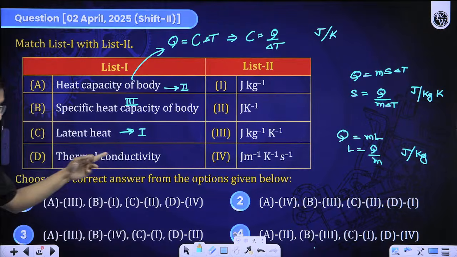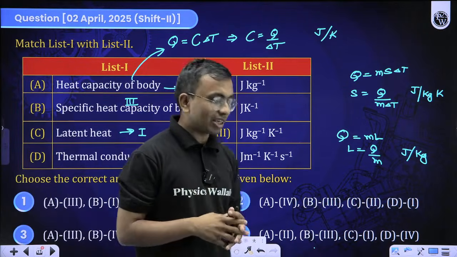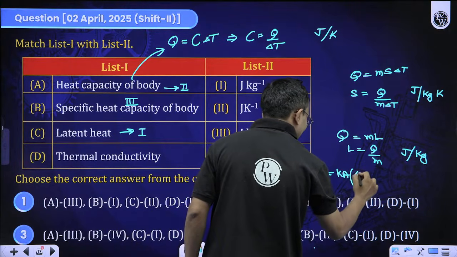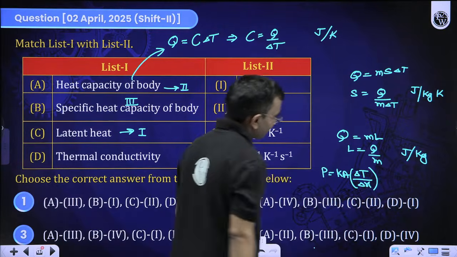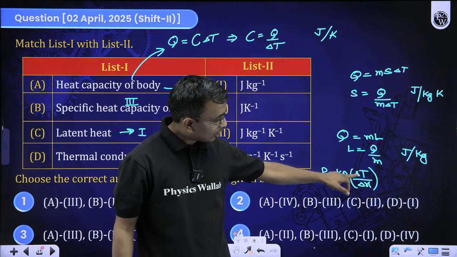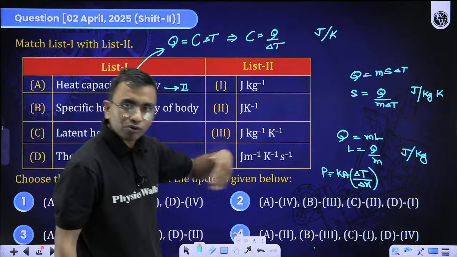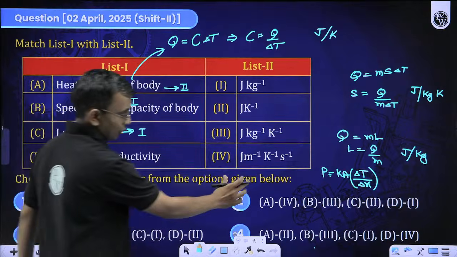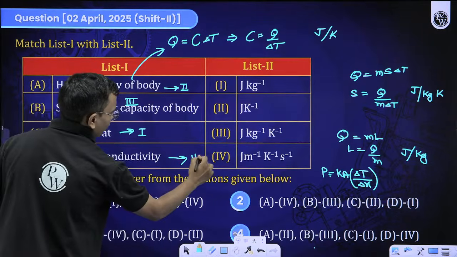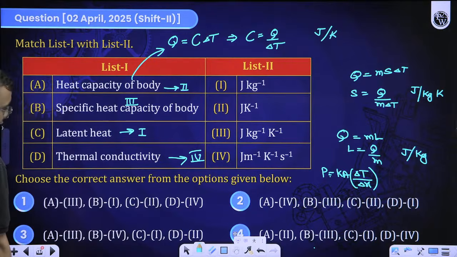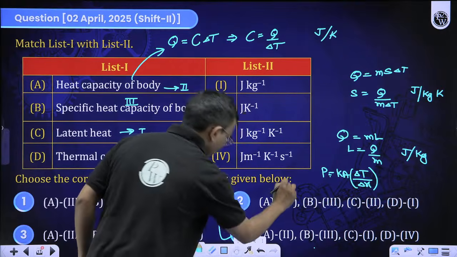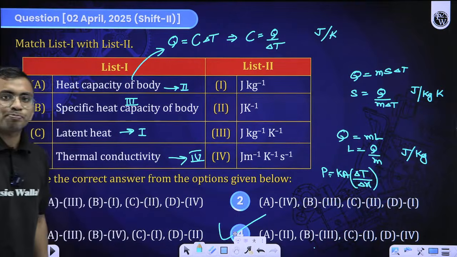And then here is thermal conductivity. For thermal conductivity, you have to use the formula power P equals K A delta T by delta X, where K is the thermal conductivity, P is the power, A is the area, delta T is change in temperature, delta X is change in length. Now you can use these units and find the unit of K. So you will get fourth from here. Second, third, first and fourth. Which one is matching here? Yeah, the fourth option is matching.